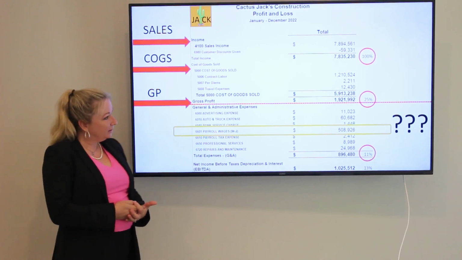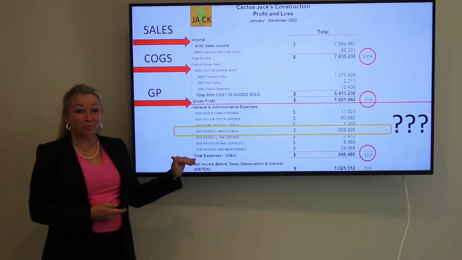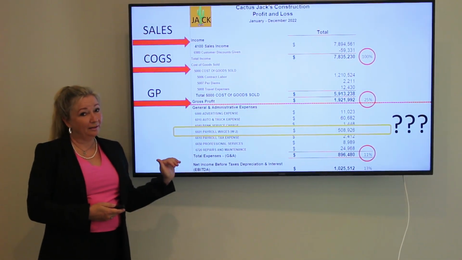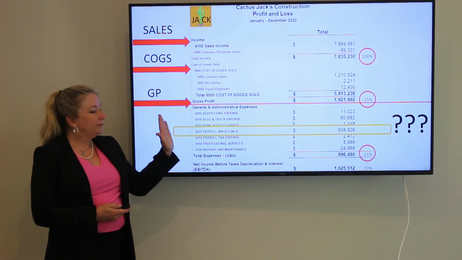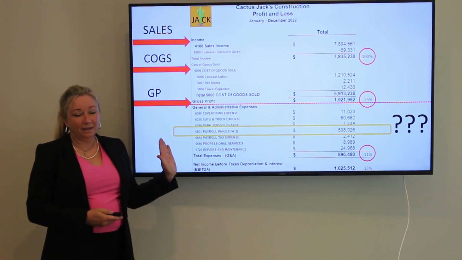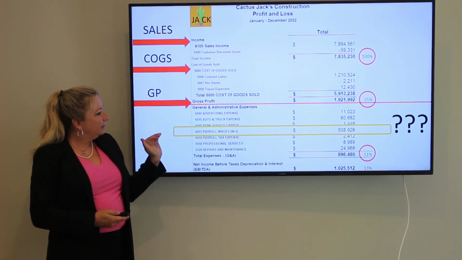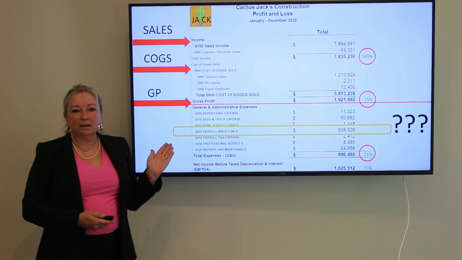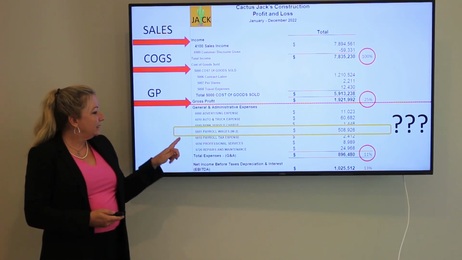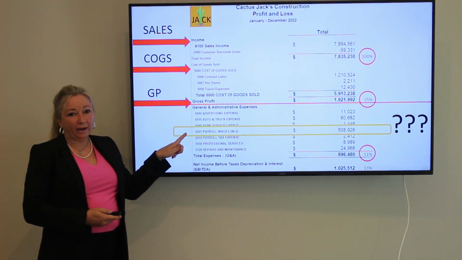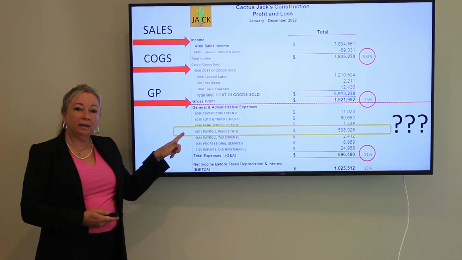There are other things to consider below the line, which we talked about before. Below the line is still very important because it is the cost of keeping your business running. It's not necessarily the cost of a job. And when I was looking at Cactus Jack's construction profit and loss statement, I saw something that stood out to me in a large way. It stood out to me because a lot of business owners make this mistake.